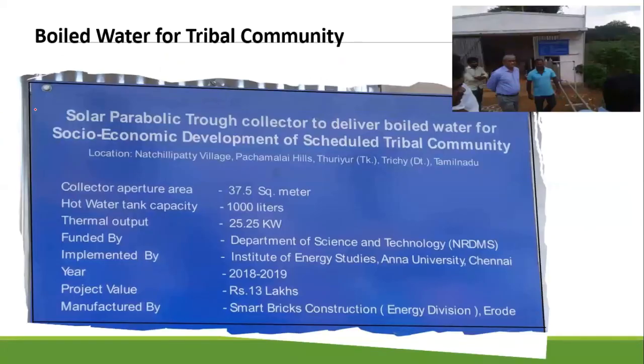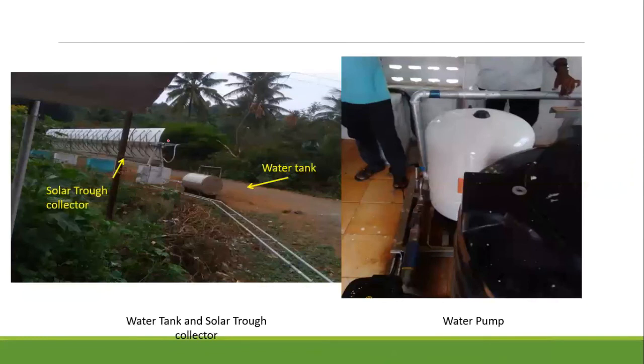So this is the boiler for the tribal community. We can also have such activities as an institute. In CSR, we can install such projects. This is a parabolic solar trough collector. With this, there is hot water provision to all these tribal people, so there is saving of their fuel also, and they will get clean hot water also.